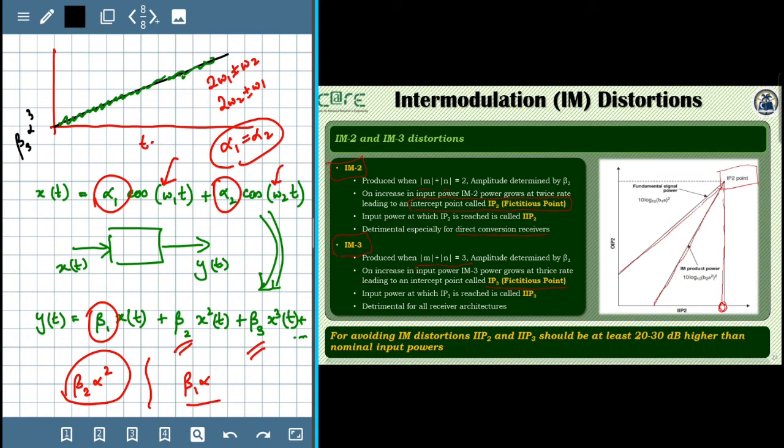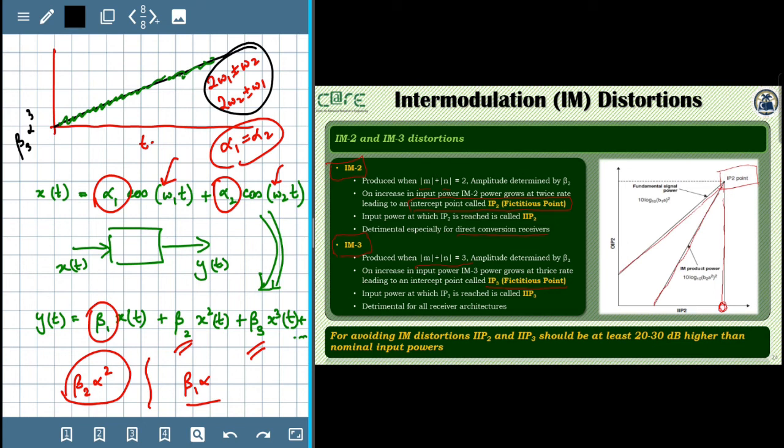The intermodulation 3, the third order intermodulation, however, is detrimental for all types of receivers, because any signal that contains two carrier frequencies, omega 1 and omega 2, that are fairly close to each other, will also have 2 omega 1 plus minus omega 2 or 2 omega 2 plus minus omega 1 within the same band, and that will be basically causing distortions in band. So that is detrimental for all receiver architectures.